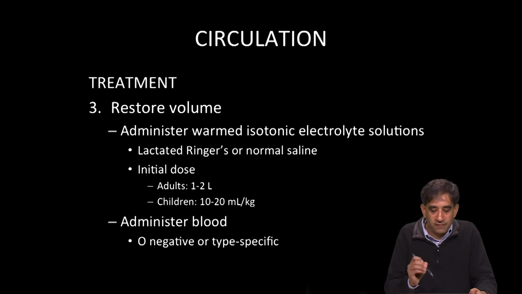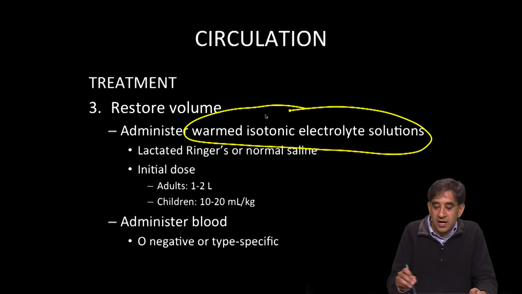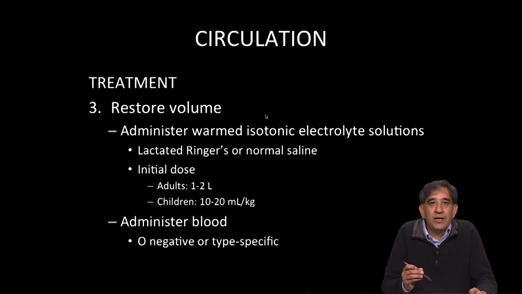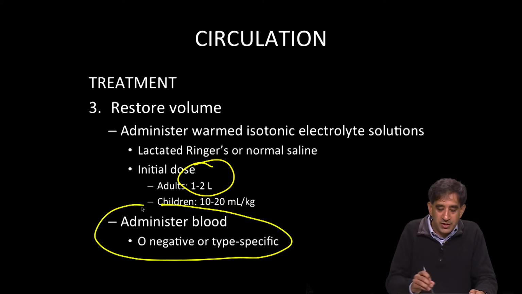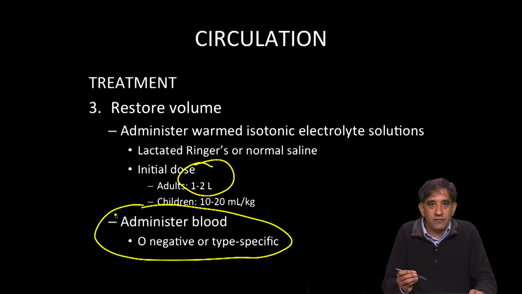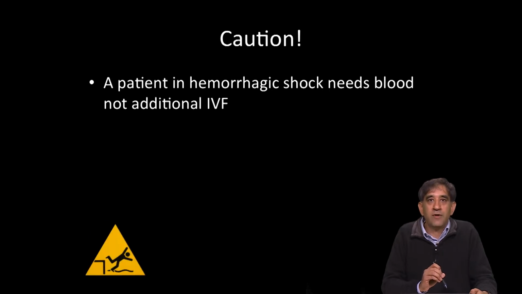And then you're going to want to restore volume. The first item that we use generally is going to be warmed isotonic electrolyte solutions, such as lactated Ringer's or normal saline. The dose in adults is going to be 1 to 2 liters, and in children, 10 to 20 milliliters per kilogram. And then if they still require volume after providing isotonic electrolyte solutions, the next step is going to be to administer blood. Generally, if we're not sure of the patient's blood type, we're going to start with O-negative blood. So step 3 in treating circulation: restore the blood volume.